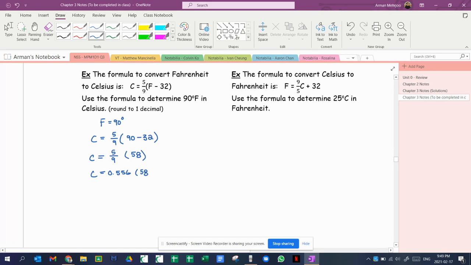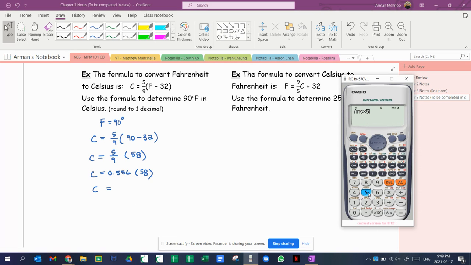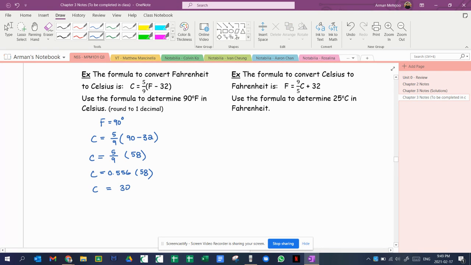And that's multiplying by 58. So now let's do 0.556 times 58. And I get 32.2 degrees Celsius. So let's put a little therefore statement. I can say therefore 90 degrees Fahrenheit is equal to 32.2 degrees Celsius. Amazing! Fantastico. Congratulations. We're done this example. Let's go to the next one.